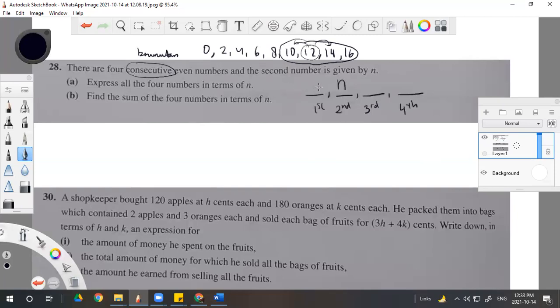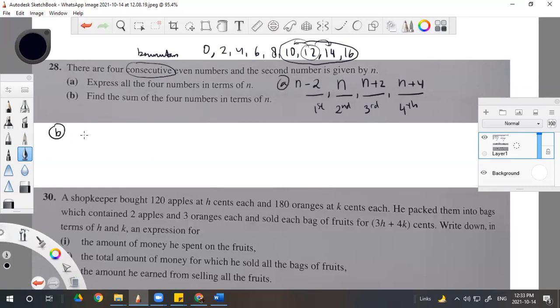So, yang first number berarti jadinya gimana? N subtract 2, right? Kurang 2 dari n. Next lagi. N plus 2. Cool. N plus 4. Mantap. Oke, yang lain harus bisa ya. Because plus 2 ini yang question A aja. Now, find the sum of the 4 numbers in terms of n.